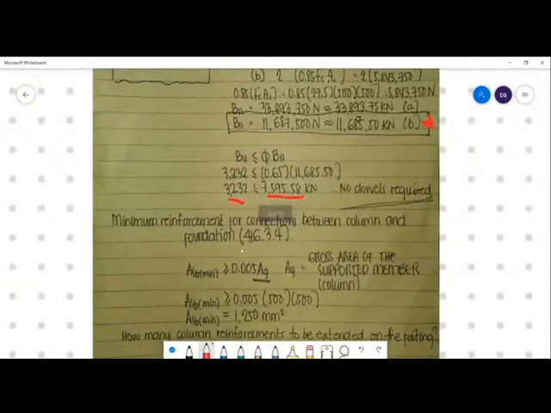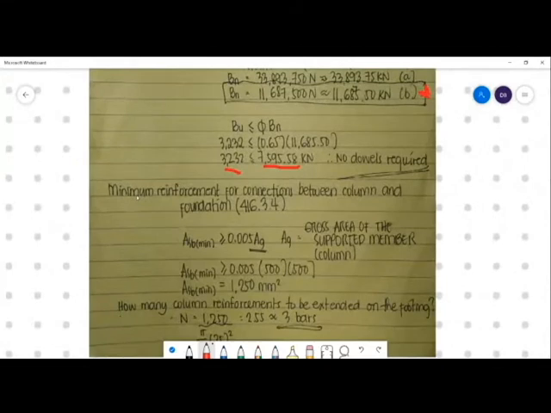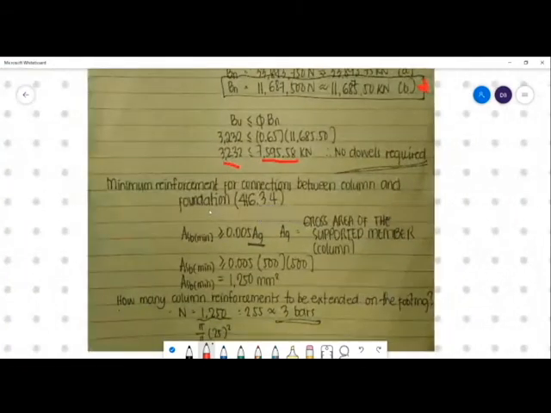Okay? So that's not the only thing we need to pay attention to. We also need reinforcement for the connection between column and foundation. What we will do is simply extend the reinforcement from our column down into the footing.